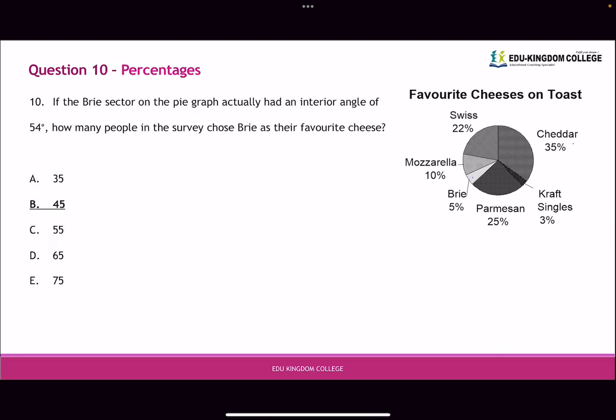Last two questions. So we have an interior angle of 54 degrees. How many people in the survey chose brie as their favorite cheese? So we have 54 over 360, because that's all the angles we have in a circle. Let's try and do this together. Divide top and bottom by 2 first, gives you 27 over 180, pardon my bad writing, and then divide top and bottom by 9, which should give you 3 over 20.